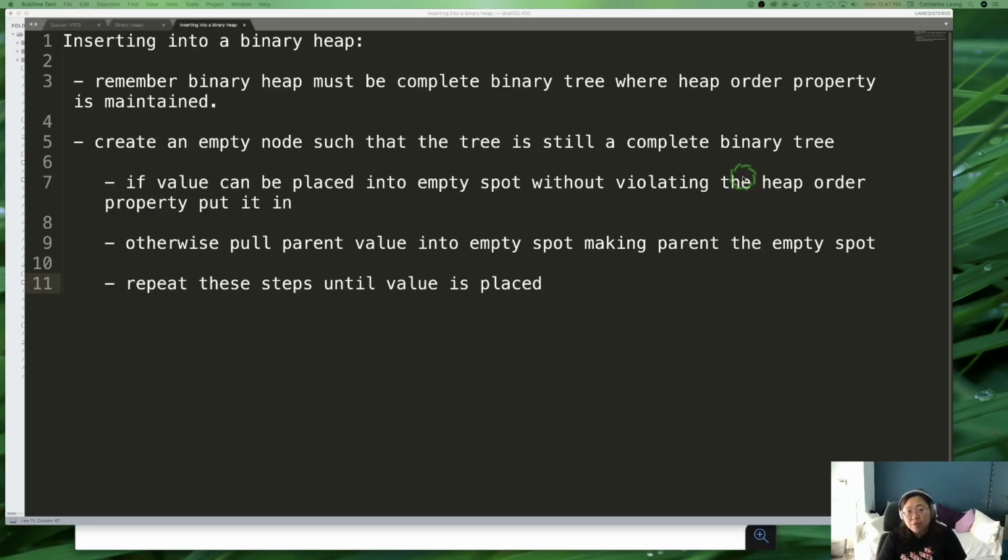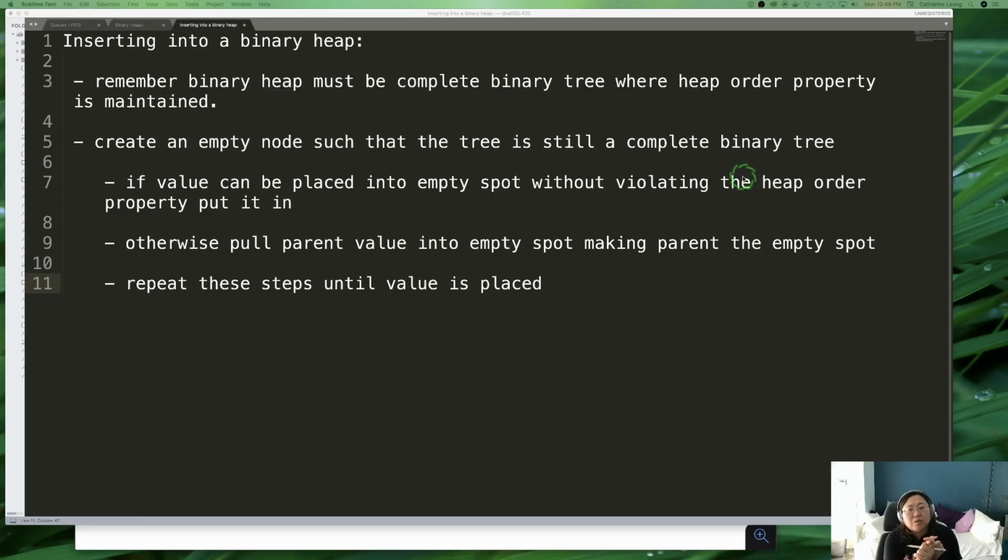Now, remember, when we talked about complete binary trees, we actually said if a tree has n nodes in it, there's only one shape for a complete binary tree for that many nodes, because as you fill it out, it's top to bottom, left to right. So it's not like you can just create this empty node anywhere you want. There's only one place that the empty node can get created, which is at the leftmost position of the bottommost row until it's completed, and then you can start a new row. Okay, so we place an empty node in the correct position to begin with.